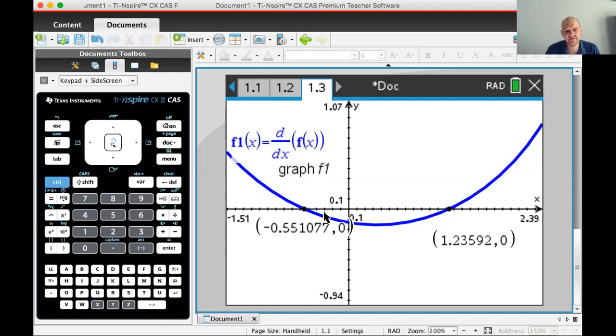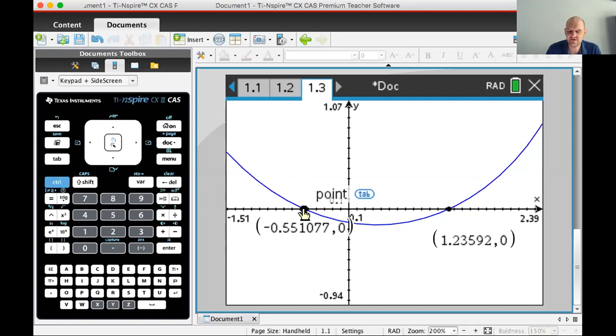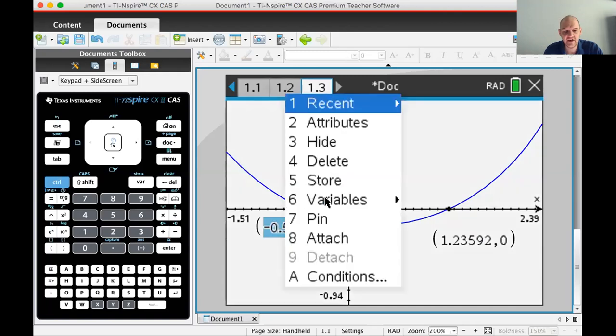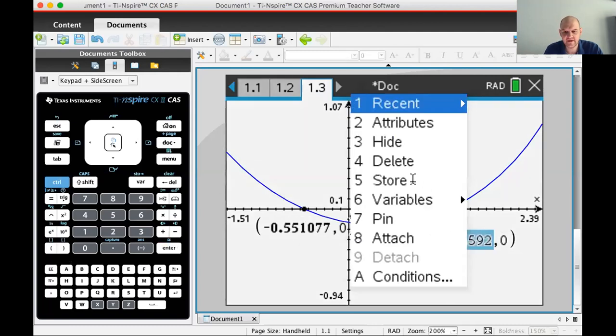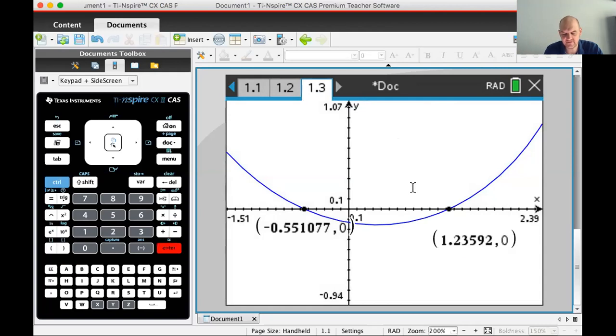F prime changes from positive to negative at this point. So this must be the x coordinate of a relative maximum. And F prime changes from negative to positive at this point. So this is the x coordinate of a relative minimum. I'll write those in a second. What I'm going to do, because the next question is about the candidates test, and so I need to plug these into the original function, I'm going to store them. So I'm going to store this as A, I guess. And then I'm going to store this as B. And that way I can just use those on the calculator page.